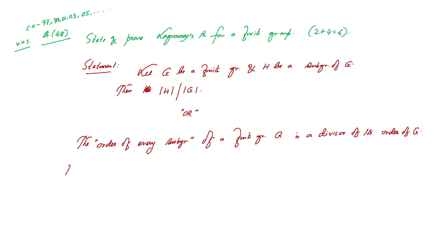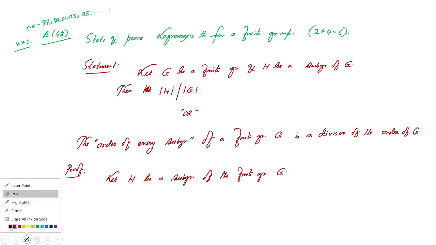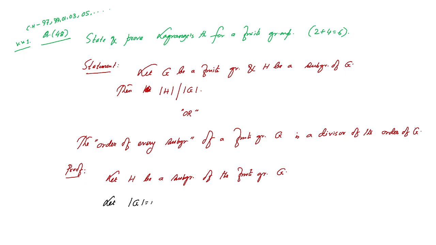And the question is how to prove the statement. So what do we consider here? We consider H a subgroup of G. So let H be a subgroup of the finite group G. What we will show is that the order of H divides the order of G. So let us consider the order of G equal to n, as the order of G is finite, so we can take any finite number, say n.